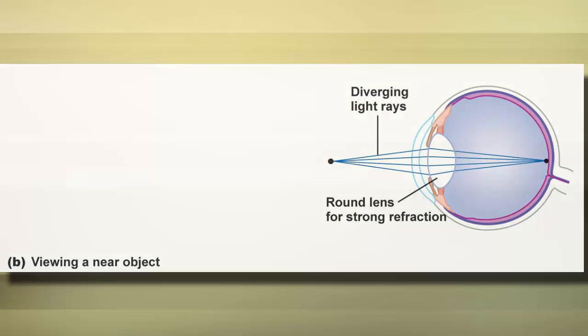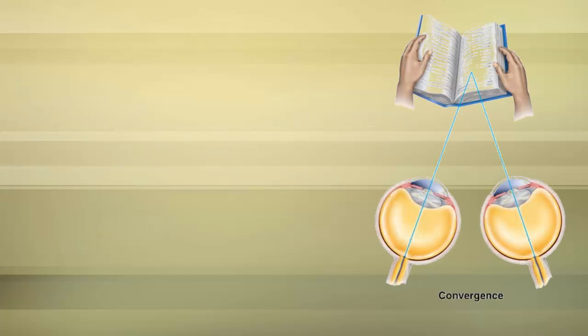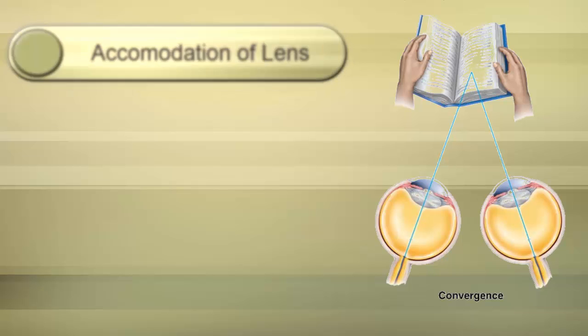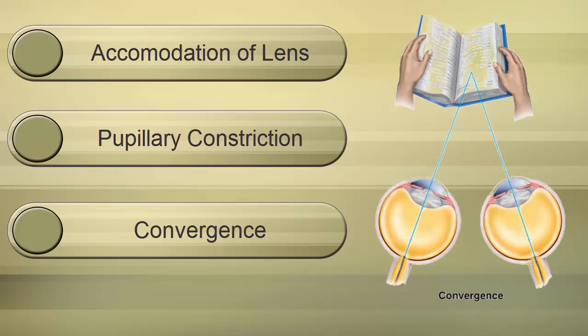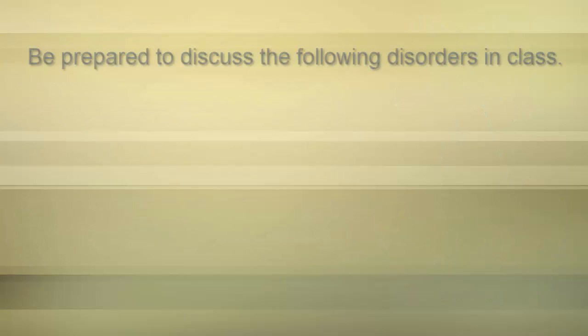This is called presbyopia. And so, to summarize, as we change our focus on near or close-up vision, three things occur simultaneously: accommodation of the lens, constriction of the pupils, and convergence of the eyeballs, or looking inward. These three things are controlled by the oculomotor nerve.